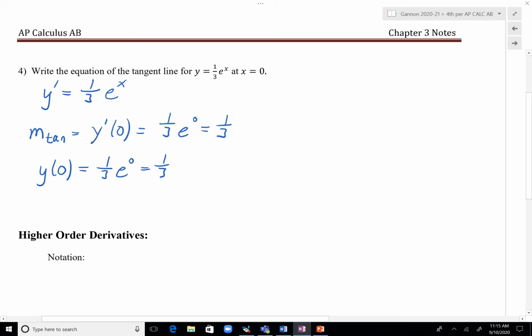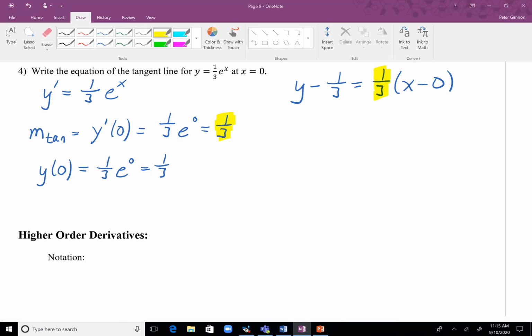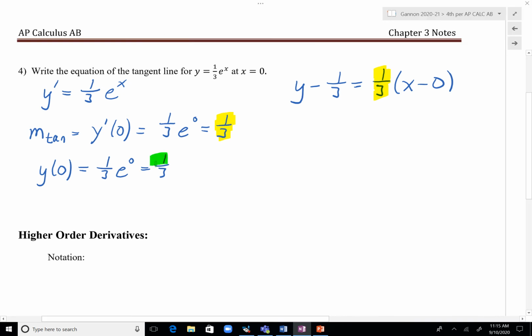To write the equation of a tangent line, we can put it in either HK or point slope form. If we put it in point slope form, it would be y minus 1/3 is equal to 1/3 times x minus 0. Now it's important that you understand where each of these 1/3s comes from. The slope of the tangent line, 1/3, goes here. The y coordinate of our point goes here.